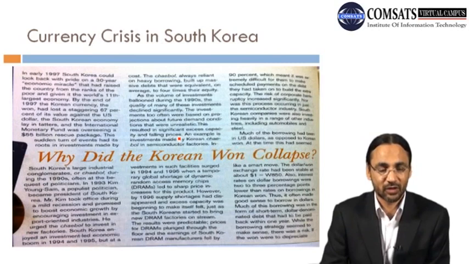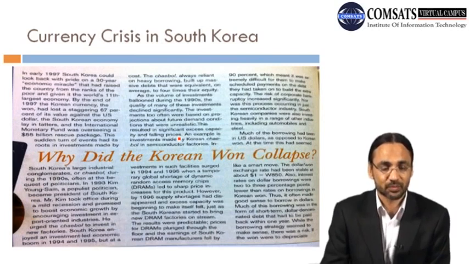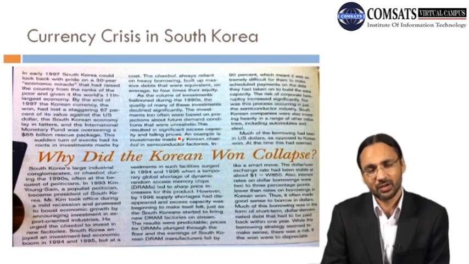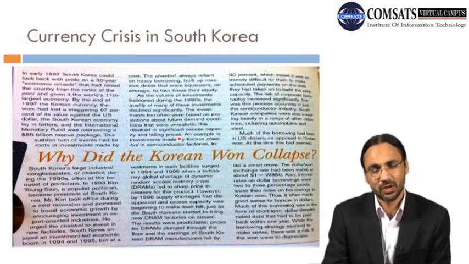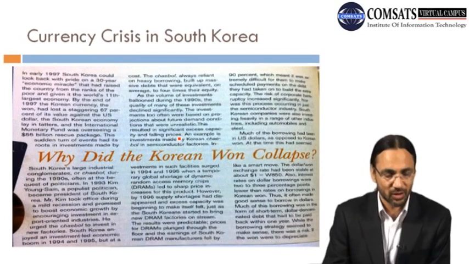In this Korean case, in 1997 South Korea could look back with pride on 30 years of economic miracle that had raised the country from the ranks of the poor and given it the world's 11th largest economy. Okay, South Korea's industrial conglomerates, the Chaebol, during the 1990s. Chaebol are considered business groups which are very famous in South Korea.